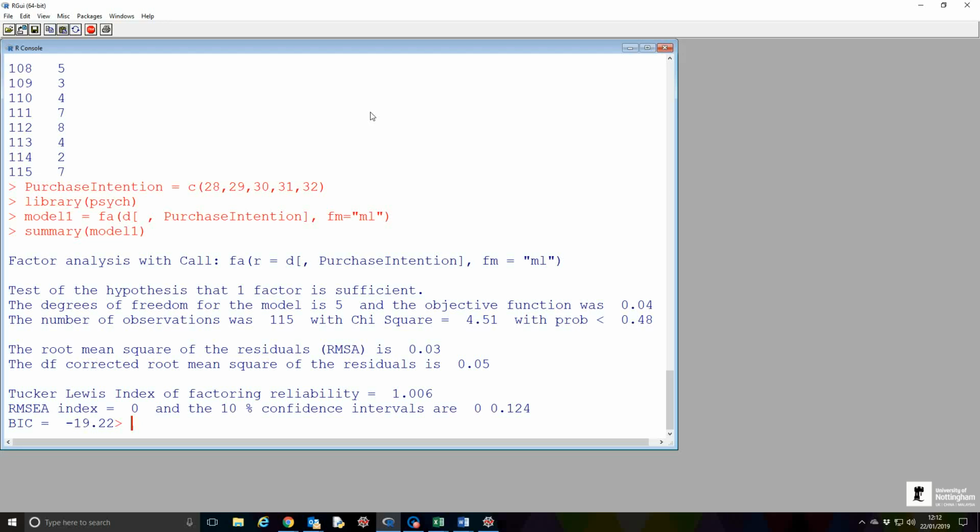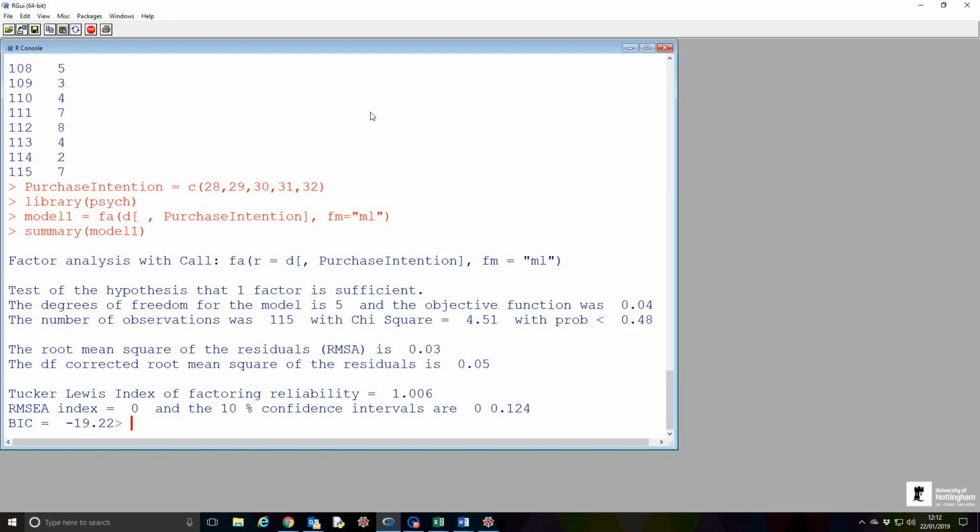And then we get the RMSEA index and 90% confidence intervals for the RMSEA index, as well as the BIC index. All these kinds of indexes are indexes of how much information we've taken out of our data. So the RMSEA index is the root mean square error of approximation. It's very similar to the RMSEA on top. So these two indexes need to be similar or very close, otherwise there's some kind of problem with the model.